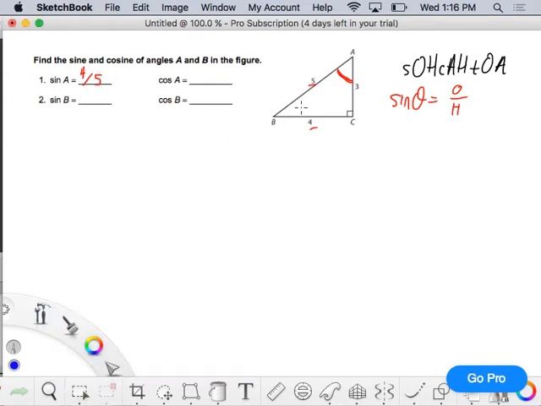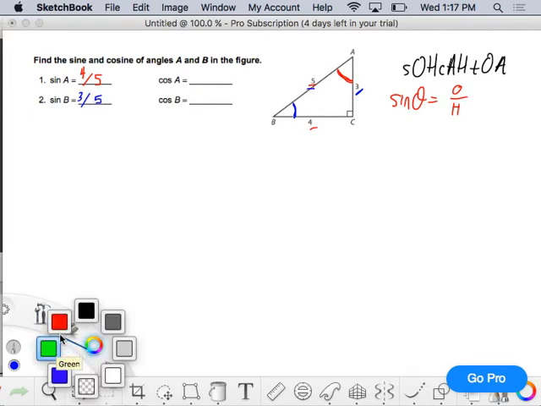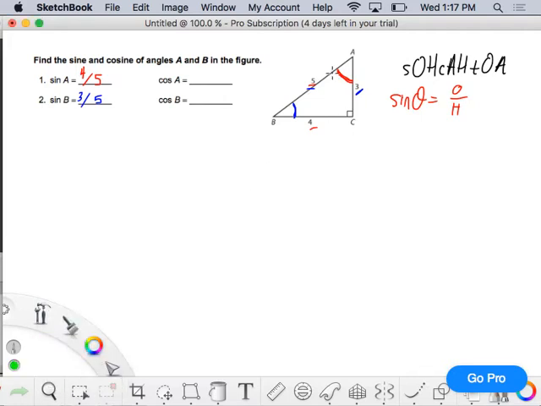Okay, the next is the sine of B. So sine of B, the opposite side is 3, and the hypotenuse, once again, is still 5. Next, it asks for the cosine of A. So cosine of an angle theta is adjacent over hypotenuse. So the adjacent side here is 3, and the hypotenuse is still 5. And the last thing it asks for is the cosine of B. What's the adjacent side for B? 4. Good. 4 over 5.